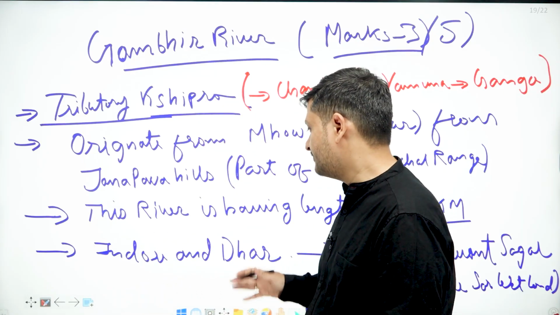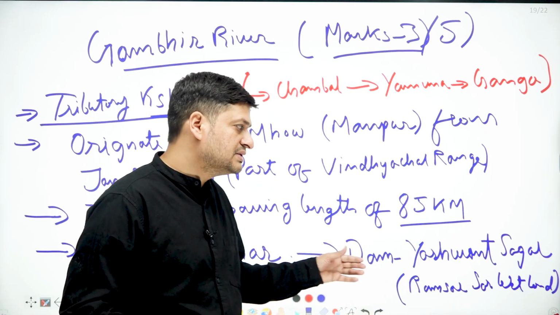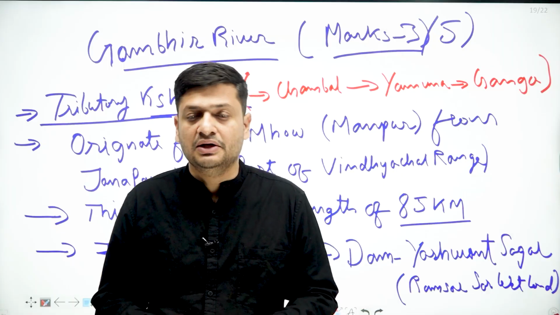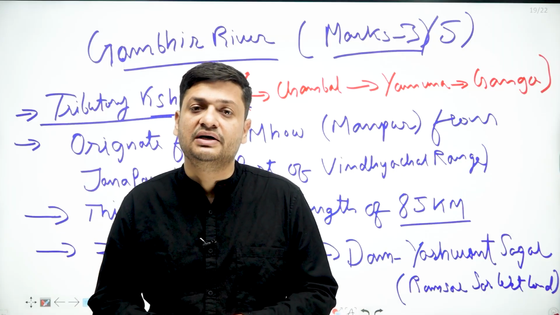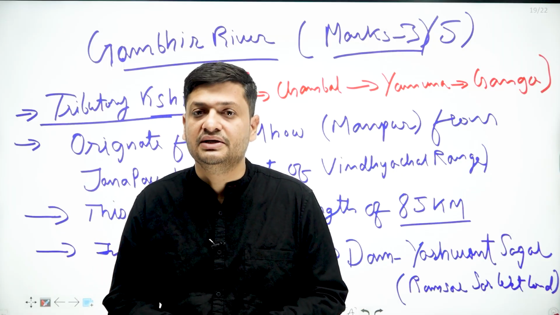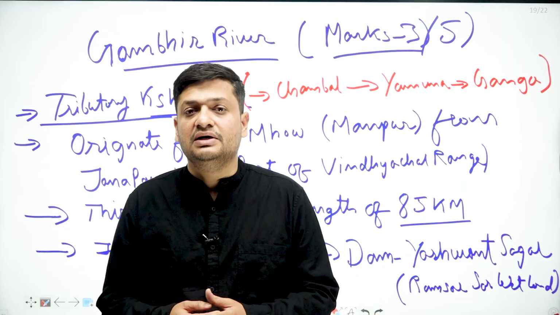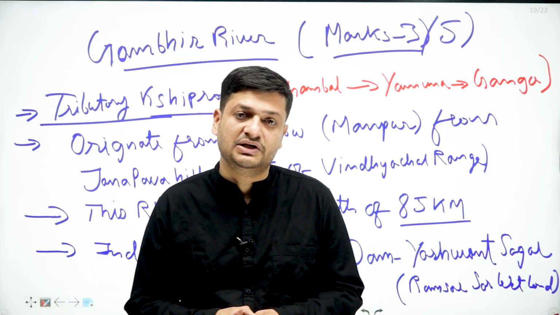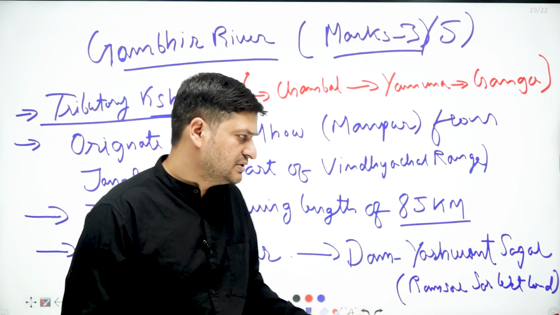As well as what we can find is that this river also has a dam constructed on it, named the Yashwant Sagar Irrigation Dam. It is a dam which was built by the Holkar kings. So this is all about it.